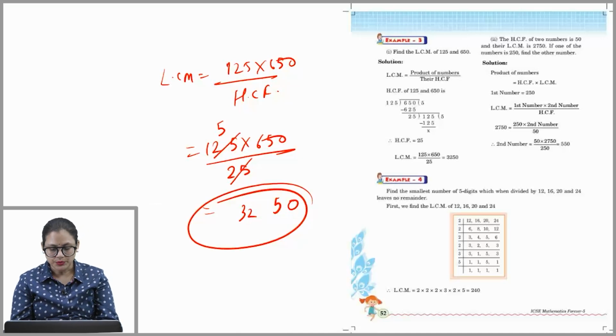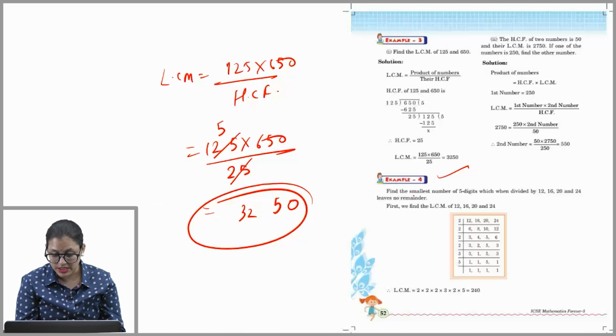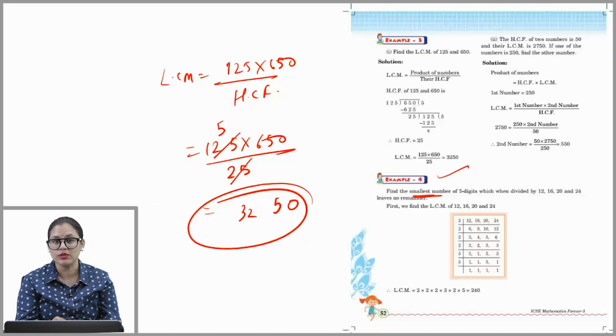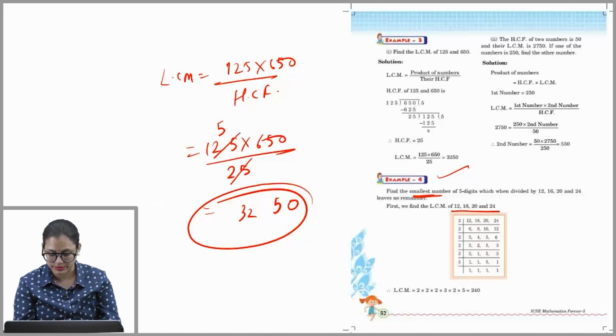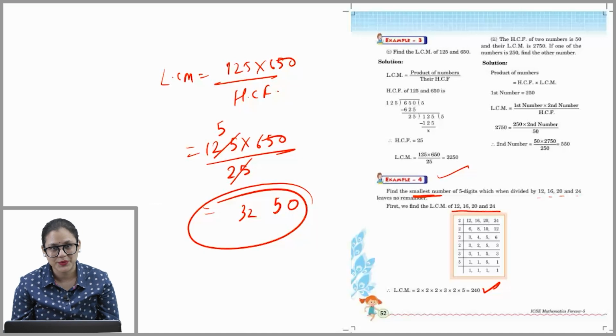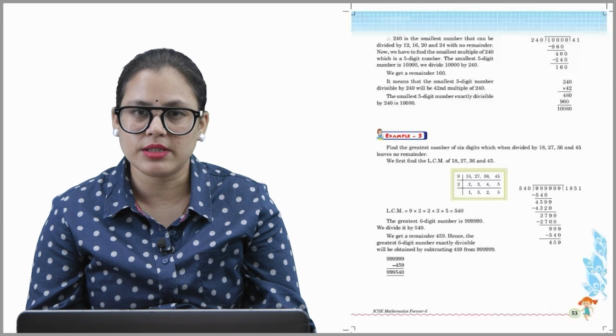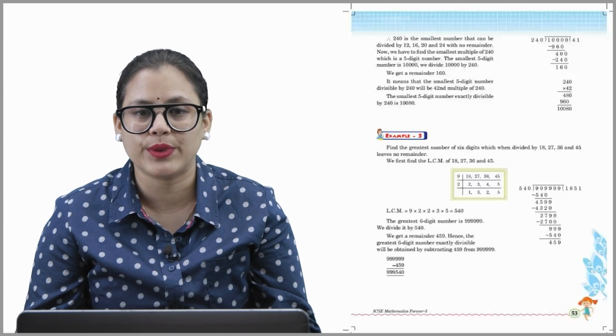Now example 4. Find the smallest number of 5 digits which when divided by 12, 16, 20 and 24 leaves no remainder. Smallest number means least number. Whenever this particular term is used, that is the smallest number or least number, we will always find the LCM. So we have to find out the LCM of these numbers. So we get 240. So 240 is the number which when divided by 12, 16, 20 and 24 leaves no remainder. Therefore, 240 is the smallest number that can be divided by 12, 16, 20 and 24 with no remainder.